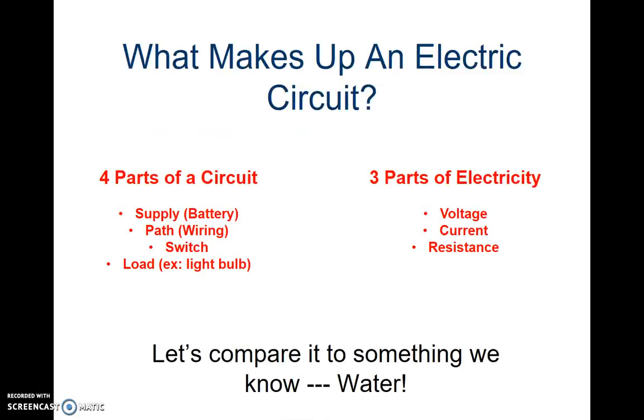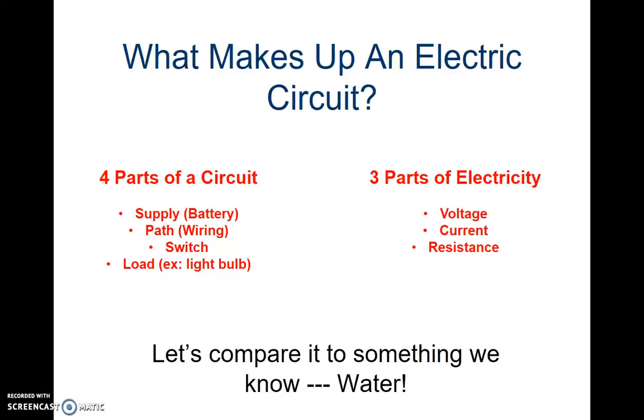Here's where the notes begin. What makes up an electric circuit? Well, we're going to start building electric circuits and actually get to play a little bit with electricity. But we need to know some stuff. First of all, there's four parts of a circuit, and we need to know that. There's also three parts of electricity, and we need to know those. So go ahead and pause whenever you need to and write this down as well as this, and I will explain what's going on here after you unpause.